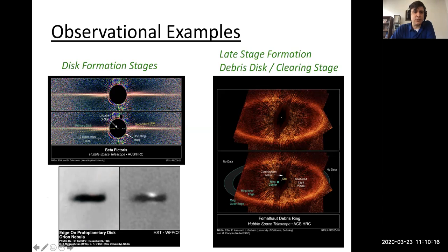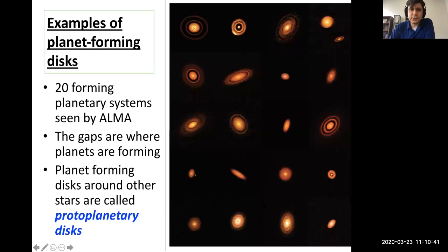Up here in Beta Pictoris, we can see the disk of material. The black central region is blocking out the starlight, so we can see the disk of material around it. And over here we have a later stage in the formation. This is the Fomalhaut system, and this ring of material, which we've now identified to be water ice, is where a planet is forming. So yes, we see those.